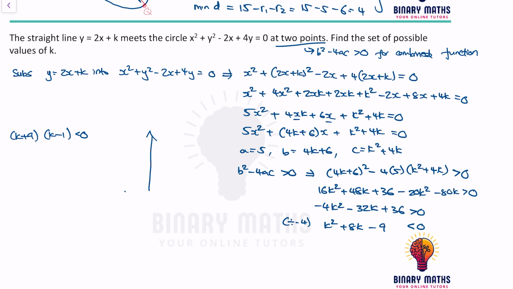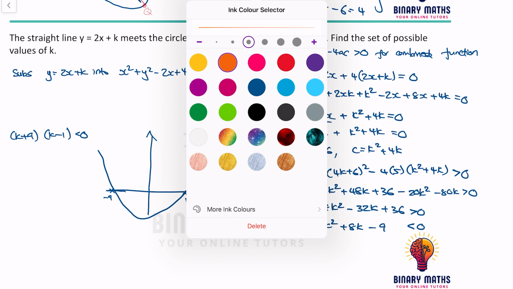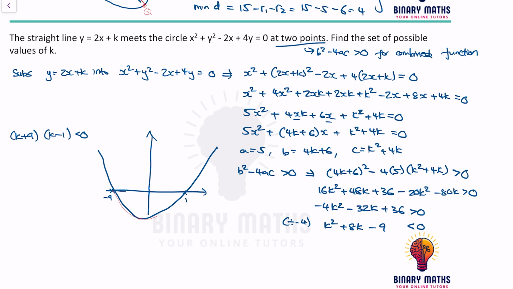So if I draw a rough sketch of this quadratic, my critical values are negative 9 and 1. It's a positive k squared bracket, so something like that. I want the part that is less than 0, which is one section of the graph, so it's going to be one inequality. If I write this as an inequality, my solution would be k between negative 9 and 1. So the set of possible values of k which satisfy that condition is everything between minus 9 and 1.